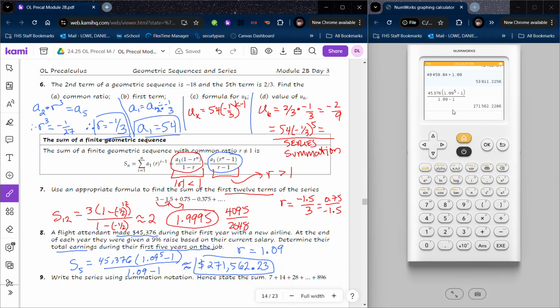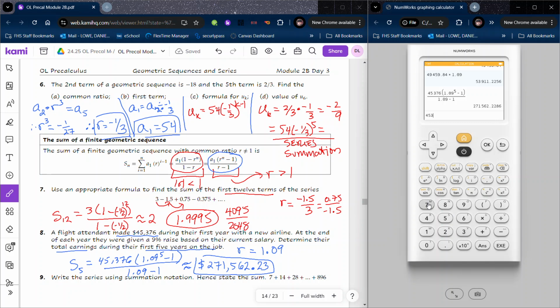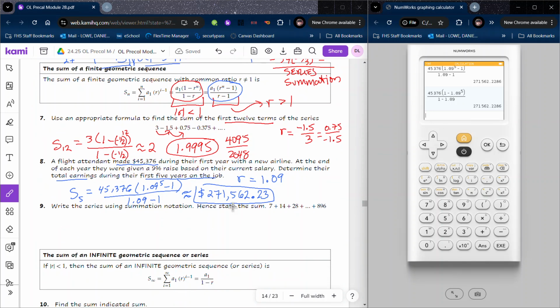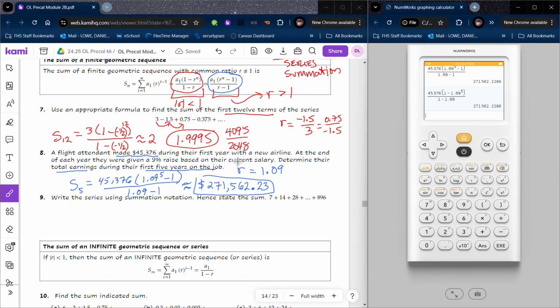All right. To show you that it would work the same if we use the other formula, 45,376, parentheses, 1 minus 1.09 raised to the 5th power, close parentheses, all divided by 1 minus 1.09. Notice that we get the exact same value. So if you like working with negatives, you have that right there.